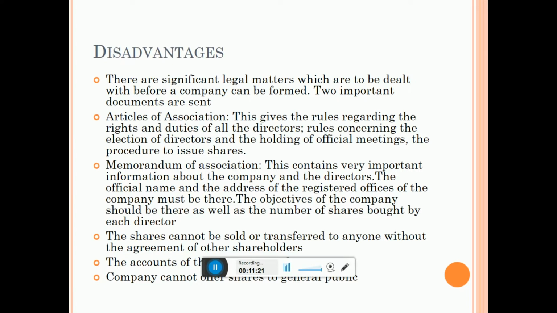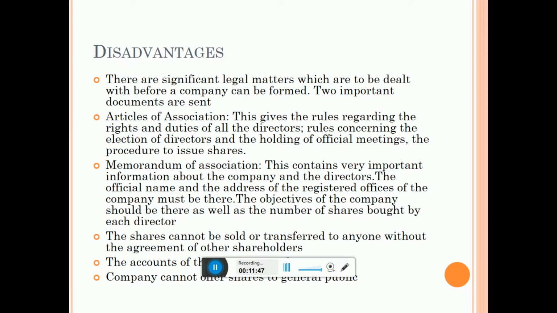The Articles of Association gives the rules and the rights and duties of directors. In addition to this, the Articles of Association gives how the directors will be elected, the rules regarding the election of directors, and how the meetings should be held, that is the annual general meeting, the official meetings, and how the shares would be issued. We can refer to the Articles of Association for all of these things which I have just mentioned.